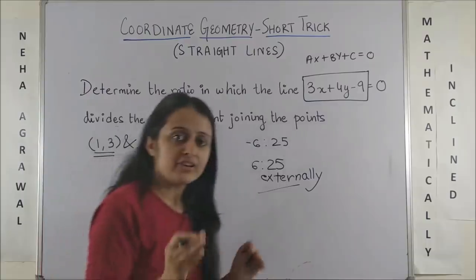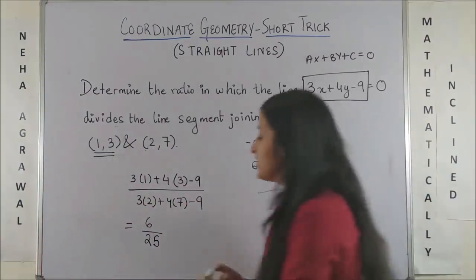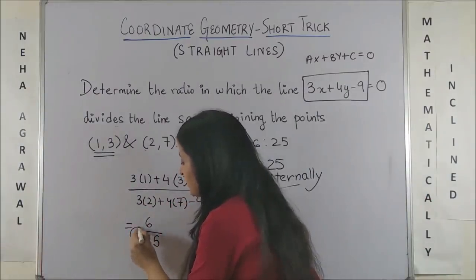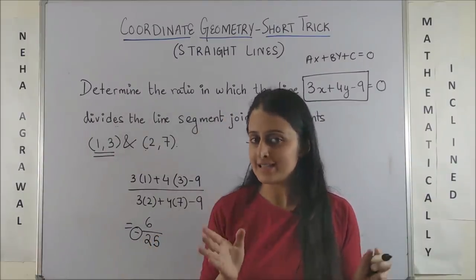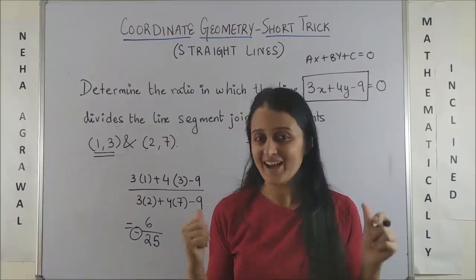Now, whatever is the answer that you are getting, just put a negative sign along with it. And that's it. This gives us the ratio. And yes, I know it was too quick. Have a look now.